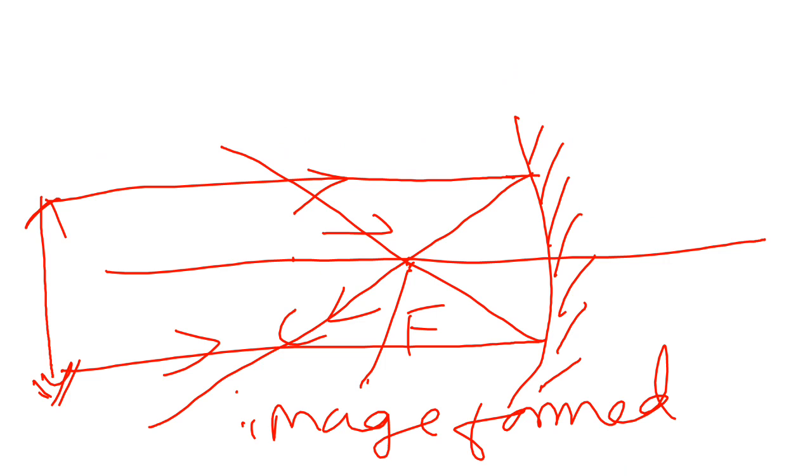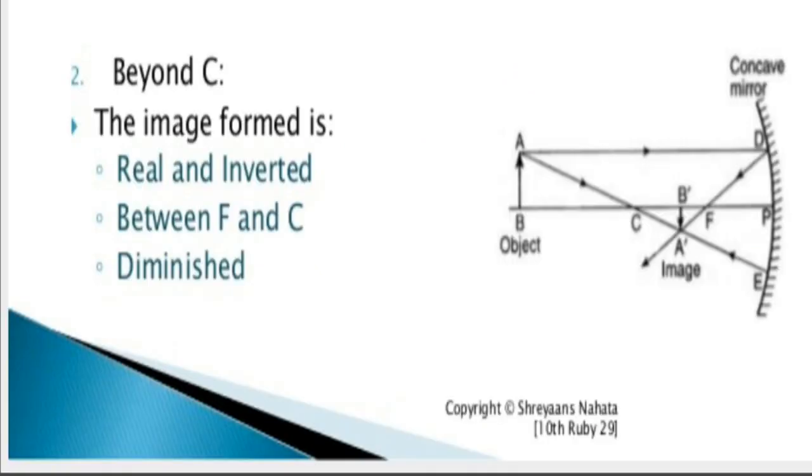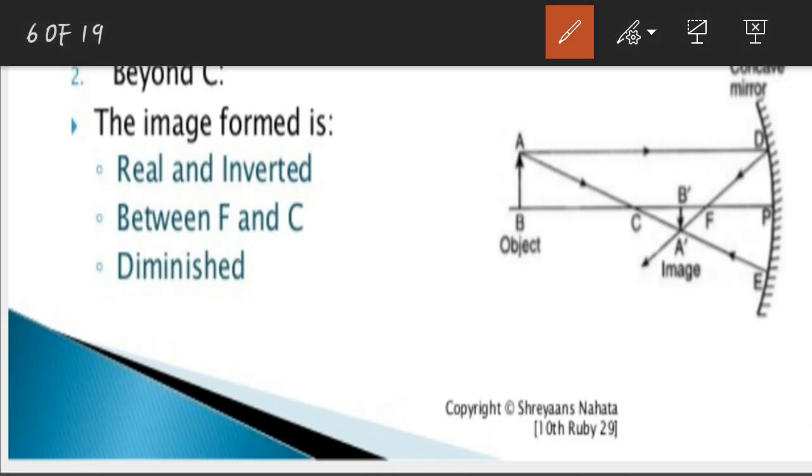Then the second case is beyond C, that means beyond the center of curvature. As you can see in the figure, this is a concave mirror. In this concave mirror, this is the center of curvature, this is the focus, and we have kept an object here, beyond the center of curvature. So rule 1: parallel to the principal axis passes through the focus.